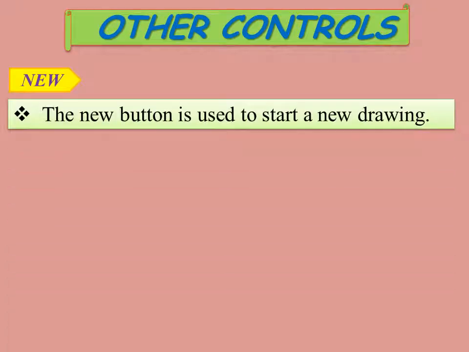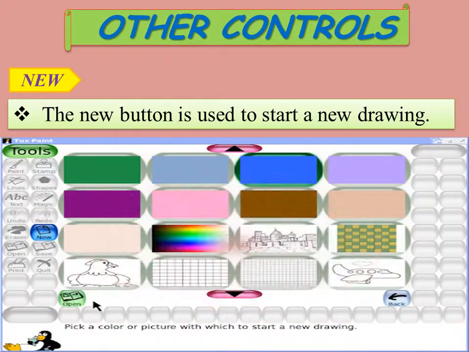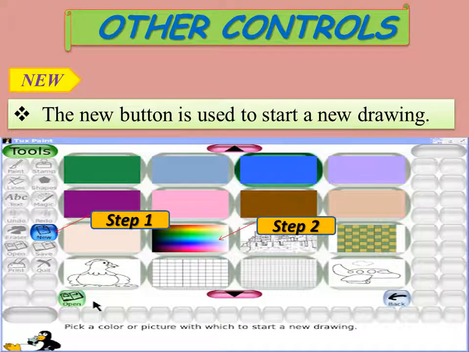Other controls. New. The New button is used to start a new drawing. Steps to use New button in Tux Paint. Step 1. Click on the New button from the toolbar. You will be shown a list of colors or pictures. Step 2. Click on the desired color. This color will be selected as the background color of the picture. Step 3. Click on the Open option. You can now start working on a new picture.